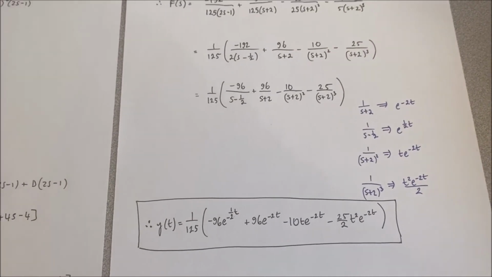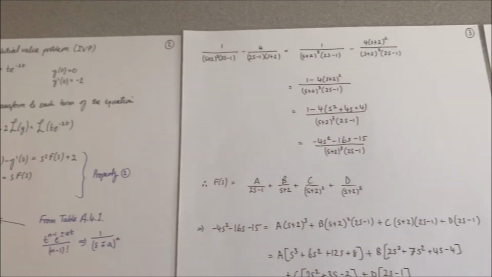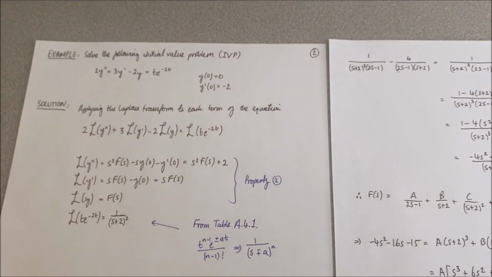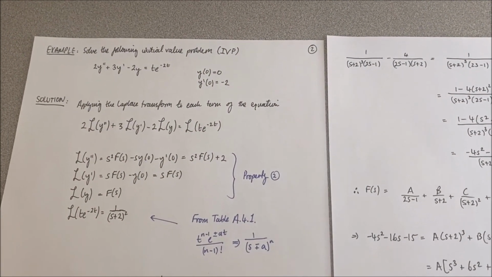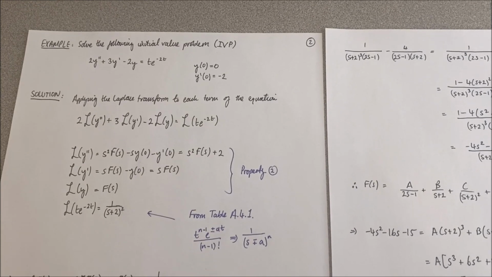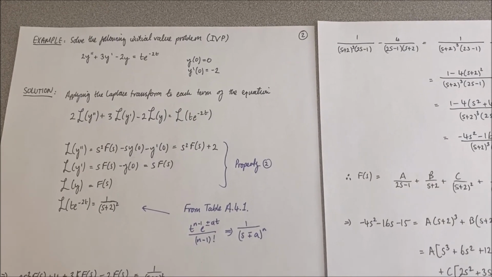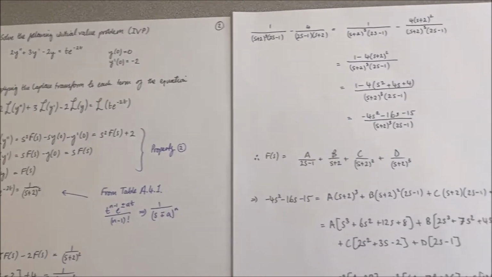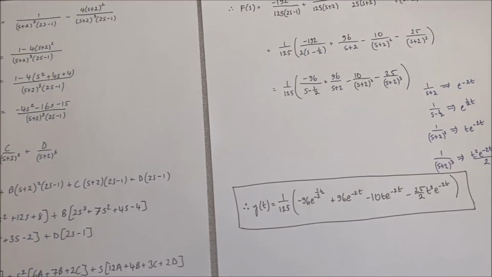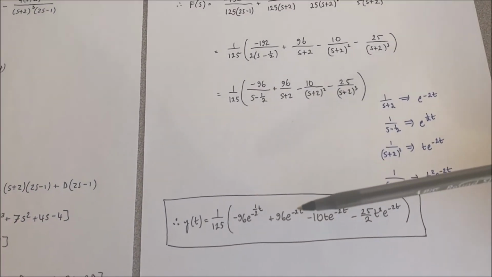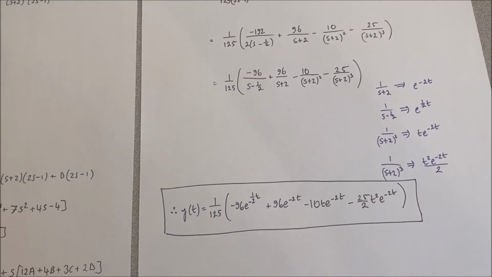So what have we done? We've converted our original equation, solved it algebraically by converting it using the Laplace transforms, and then at the end we've transformed it back using the inverse Laplace transforms to get our solution as a function of t.